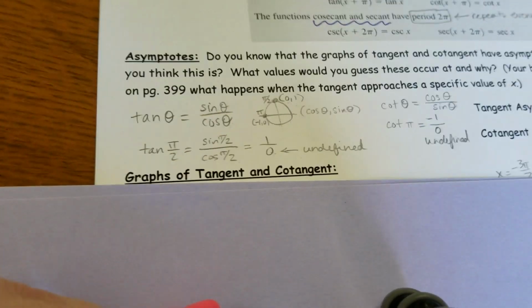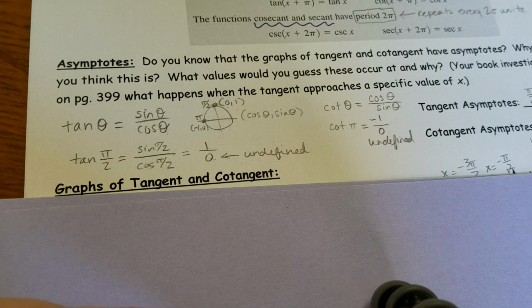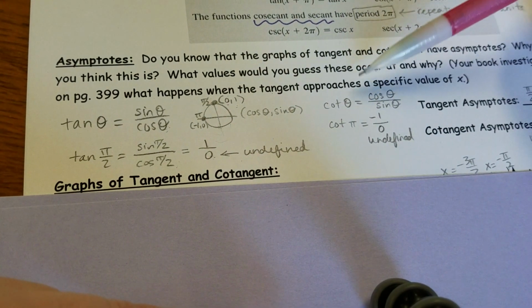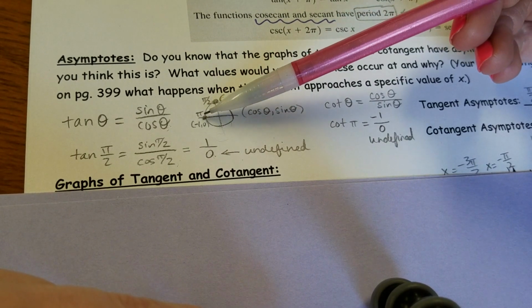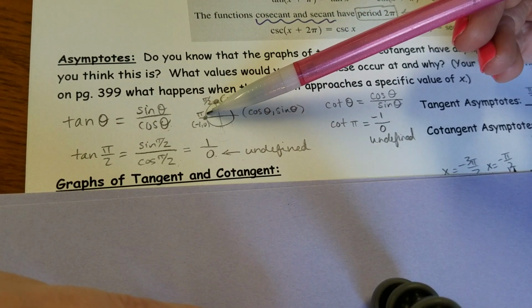Now with cotangent, it's going to be very similar. But with cotangent, sine is on the bottom. So we want to find places where sine is going to be 0. So the first place, it's going to be easy, is pi.